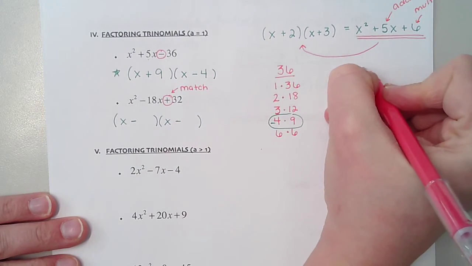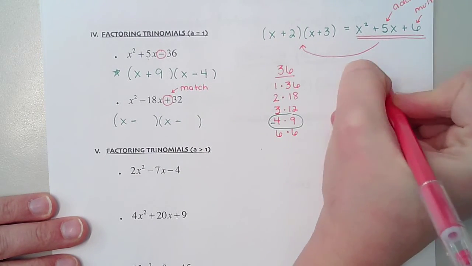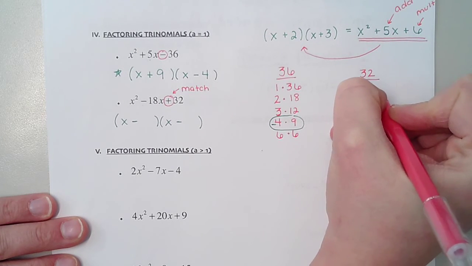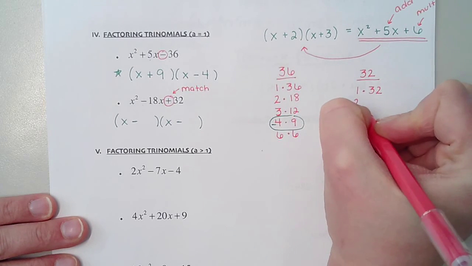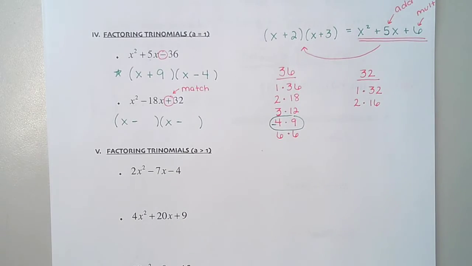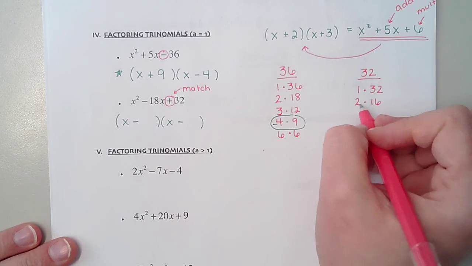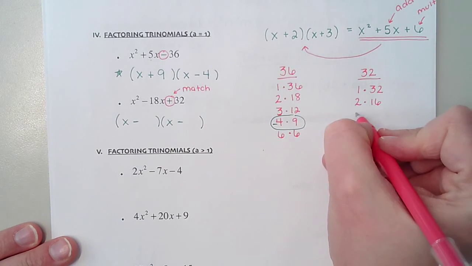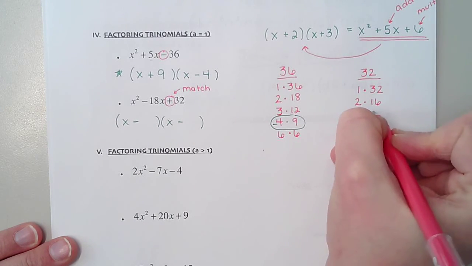So once again, off to the side, I'm going to make my list for 32. So 1 times 32, 2 times 16. I always go in order, and then that way it's real methodical. I can stay organized. That way I know that I'm covering all of my possibilities. 3 does not divide into 32. How about 4? 4 times 8.